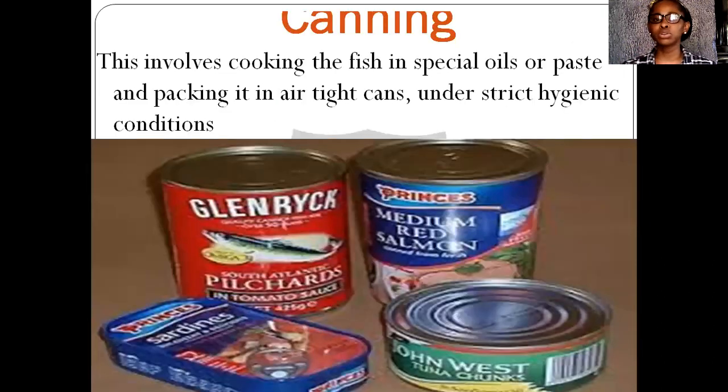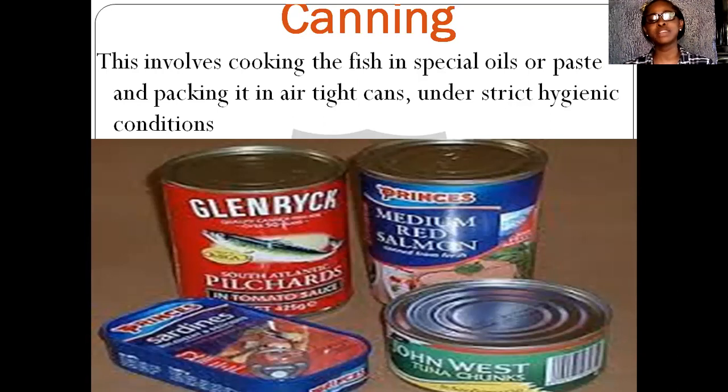So we have another one, which is canning. This is where you cook the fish with a special oil or paste, and you now package it into an airtight container. We have many examples of airtight containers in our supermarkets or anywhere around us. For example, we take the sardine. All the time the fish has been cooked in a special oil or a paste, and it's been packaged in an airtight container. But this way of preserving fish, you can keep it for a very long time.